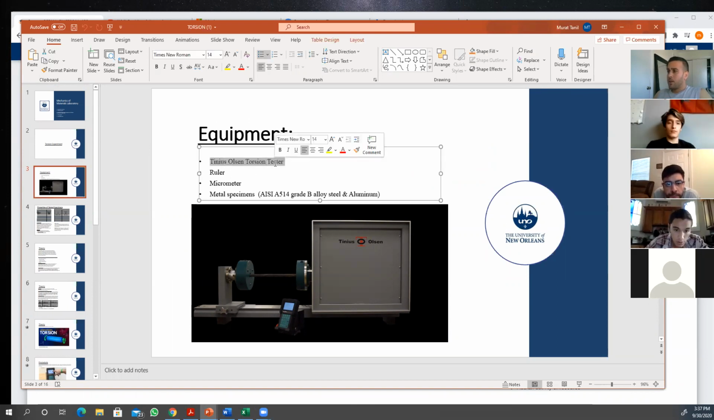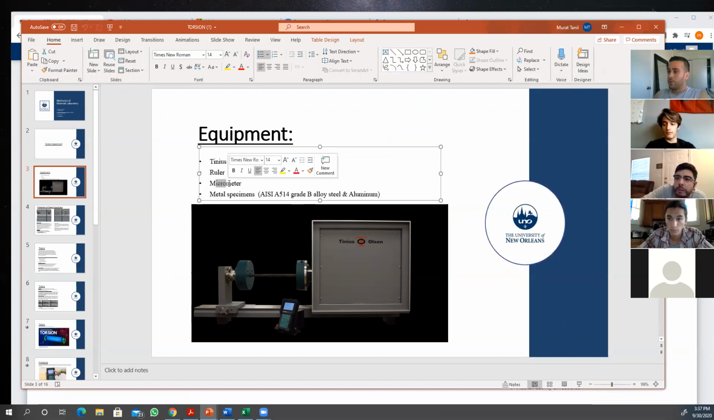In previous classes, I walked you guys through the equipment that we use for torsion experiment. See, again, it's Tinius Olsen torsion tester. And if you have done the virtual lab simulation, you know why you need to use the micrometer to measure the diameter of the specimen. And then we tested 2 different specimens, aluminum and steel.